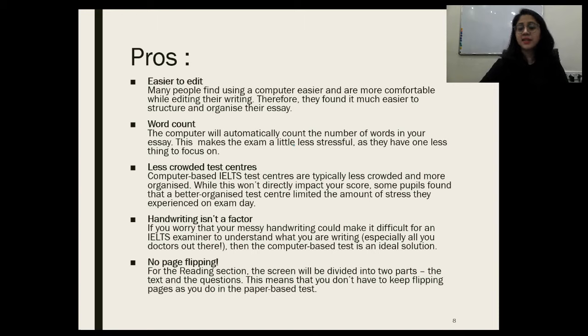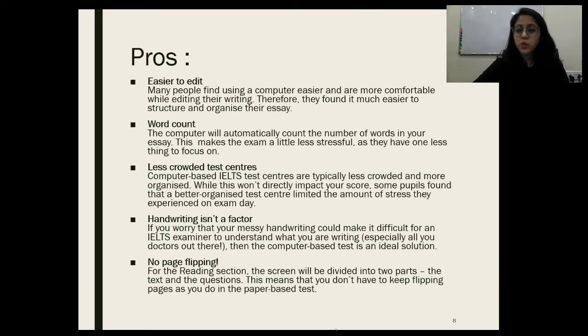Okay? Next one, less crowded test centers. Since the computer-based IELTS test is something which is new and upcoming, a lot of people prefer to give the pen and paper-based test. And that's the reason why computer-delivered tests are fairly less crowded. Again, handwriting isn't a factor.